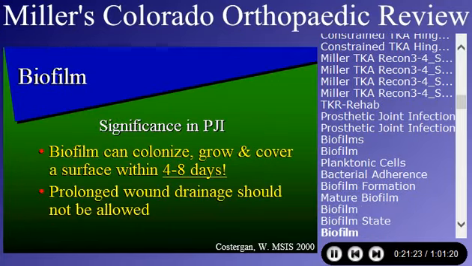So in terms of prosthetic joint infection or osteomyelitis, biofilms can colonize and grow and cover surfaces within 4 to 8 days. Prolonged wound drainage should not be allowed because whatever can come out can go in. So bacteria go in, they get a biofilm, you have a chronic state.